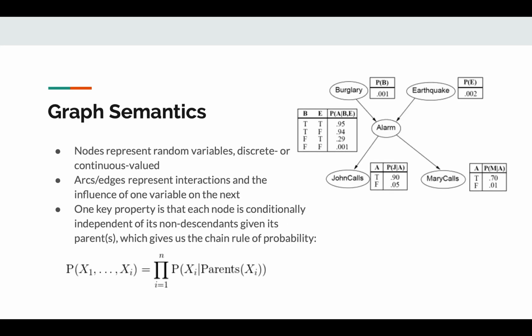So I'll talk a bit about the structure of the graph so that you have more of an idea of what it's representing. Each of the nodes in the graph represents a random variable, which can be discrete or continuous valued. And then the arcs or edges represent interactions and the influence of one variable on others. So for this graph, this was the burglary network introduced by Judea Pearl. We have these 5 random variables, which are each binary, as in really the only possible values are that they happened or they didn't happen.